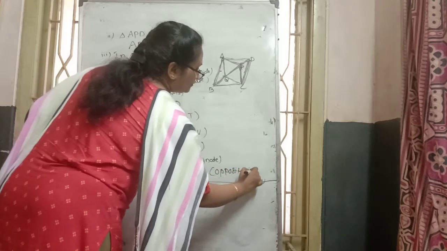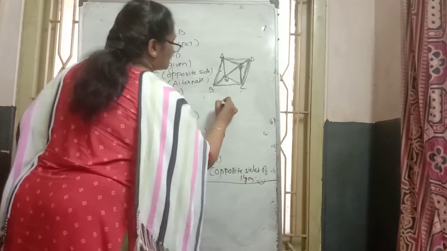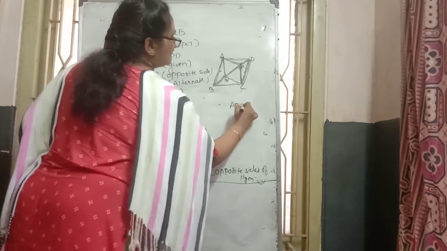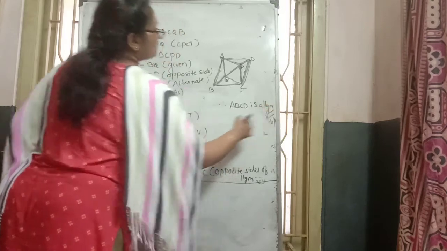Therefore we can say ABCD is a parallelogram. These are the information given in the question.